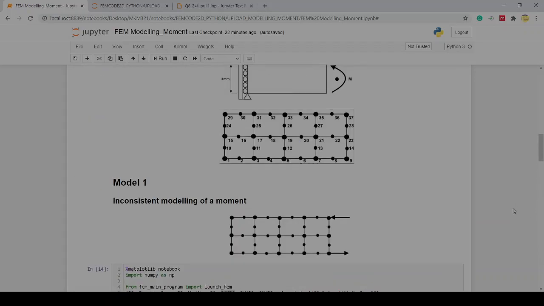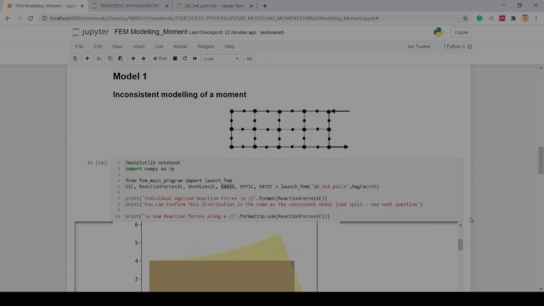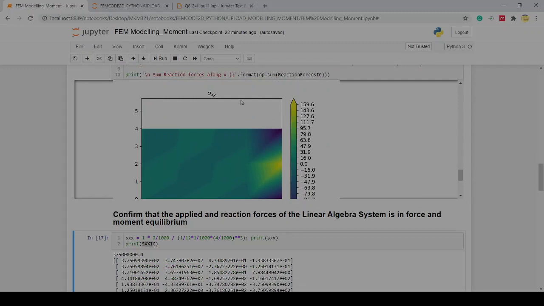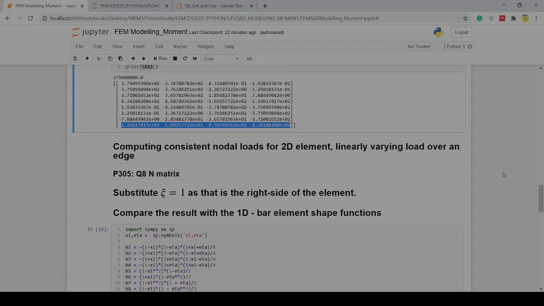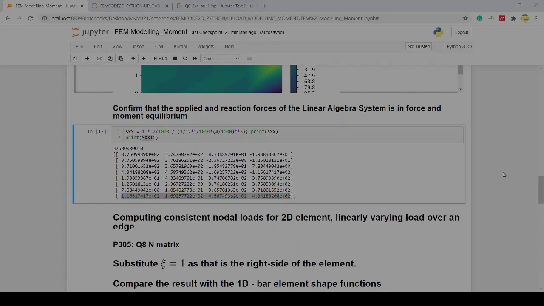We can't trust the values close to where we applied the load, but far away everything looks hunky-dory, consistent with Saint-Venant's principle. Okay, I'm going to stop the video here, and then we'll start the next one, which will look at the consistent node loading.